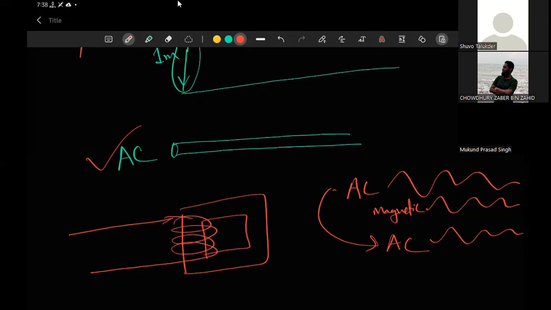Yeah, you may lose some amount of energy. So in this process you will lose some amount of energy, but there's an upside to this. Okay, what is that upside?